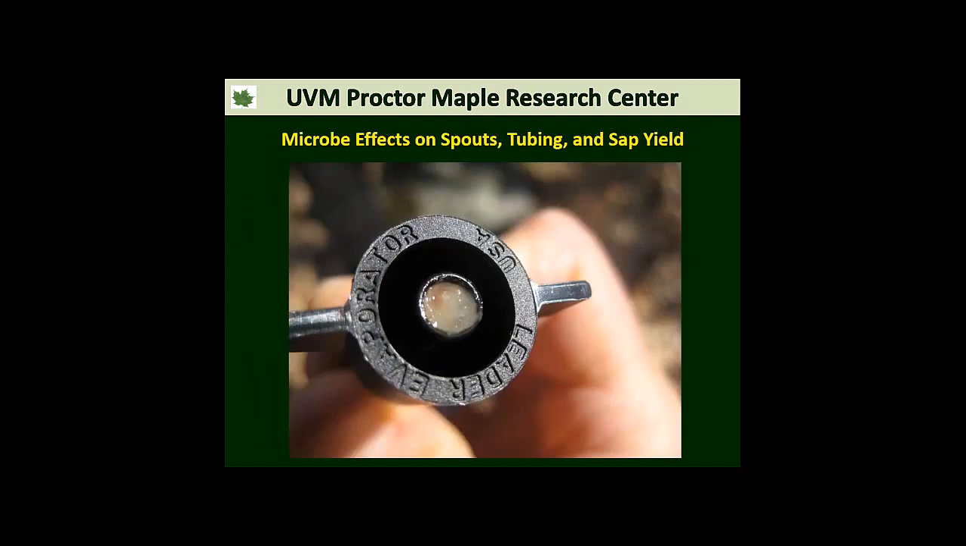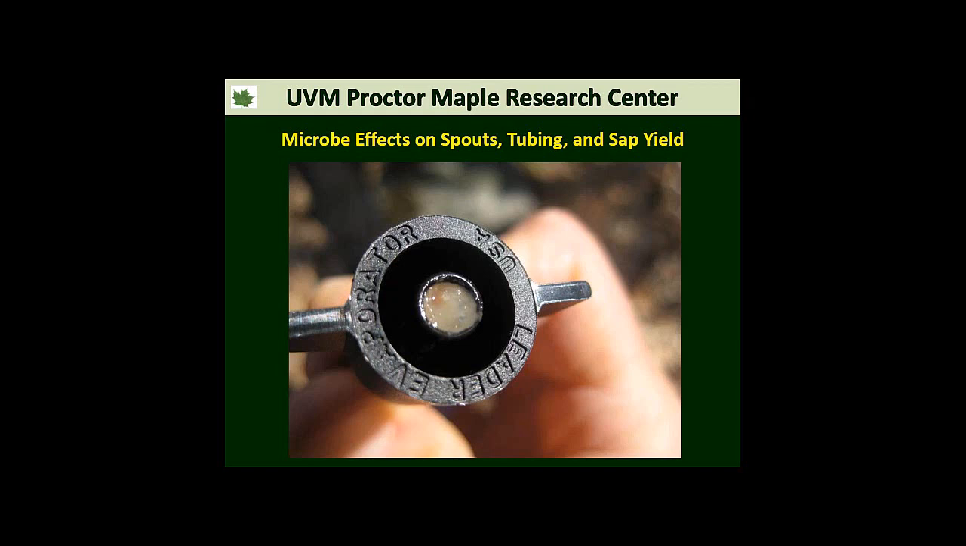So, moving on to microbe effects on spouts and tubing and sap yield. Talk a little bit about this. Dr. Vandenberg is going to speak more on sanitation later this afternoon, so I won't go into it in great depth. But microbes are one of the things that really can affect your sap yield.